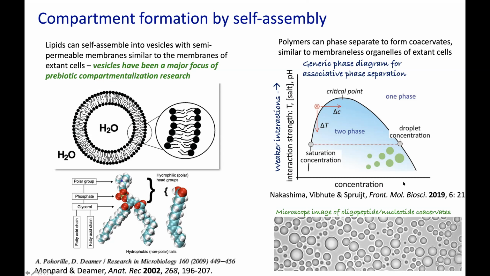We're looking at the concentration of polymers on the x-axis and then weakening the interactions between them on the y-axis as we go up. And in this region marked in blue, that's where there's going to be a second phase appearing.